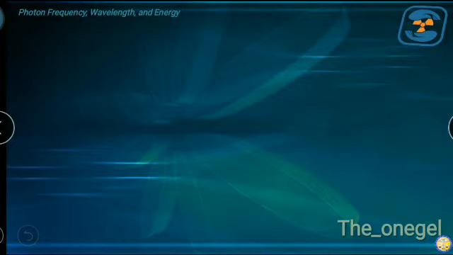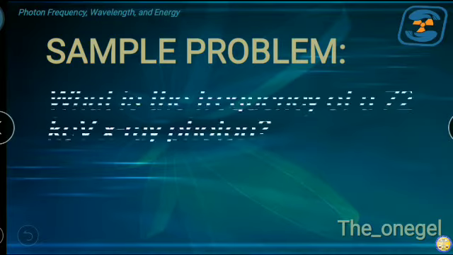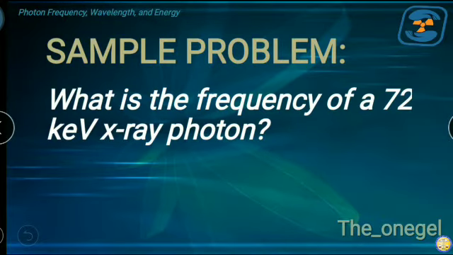Now let's take this problem. Earlier we found the value of the energy; now we are going to find the value of the frequency. What is the frequency of a 72 kilo electron volt X-ray photon? Given the energy, 72 kilo electron volt. This one is easier.